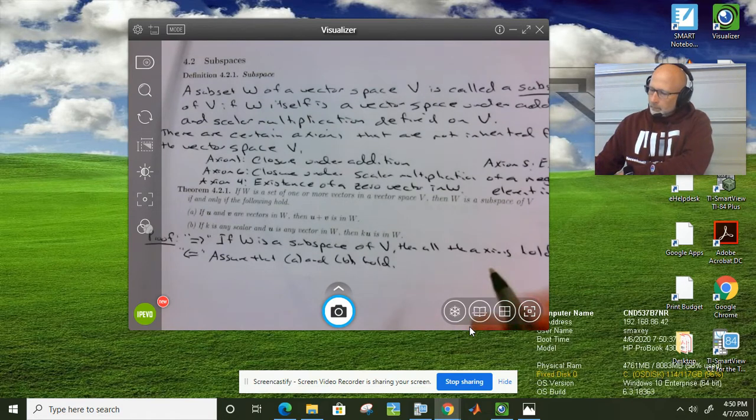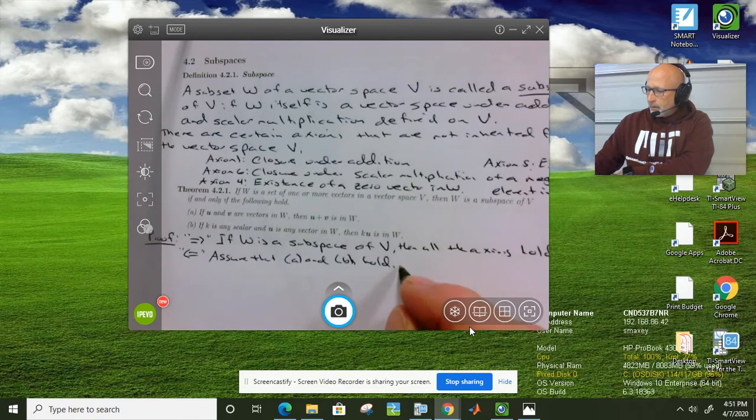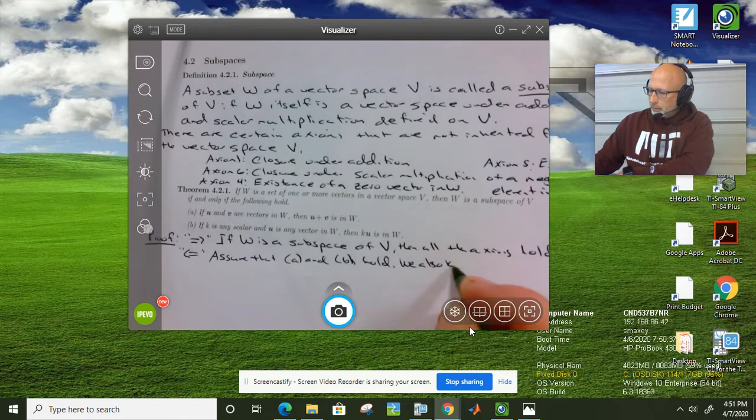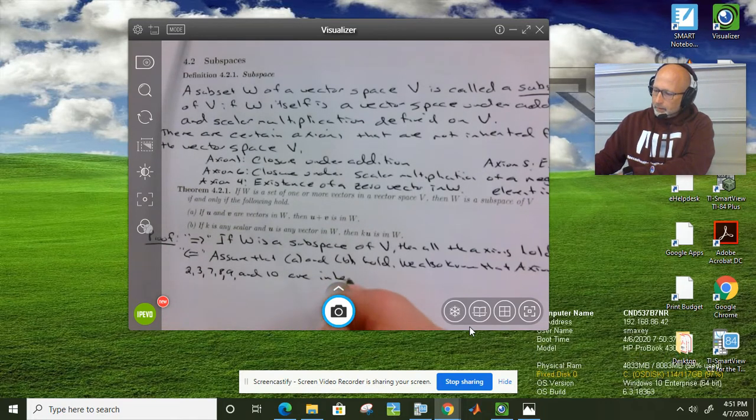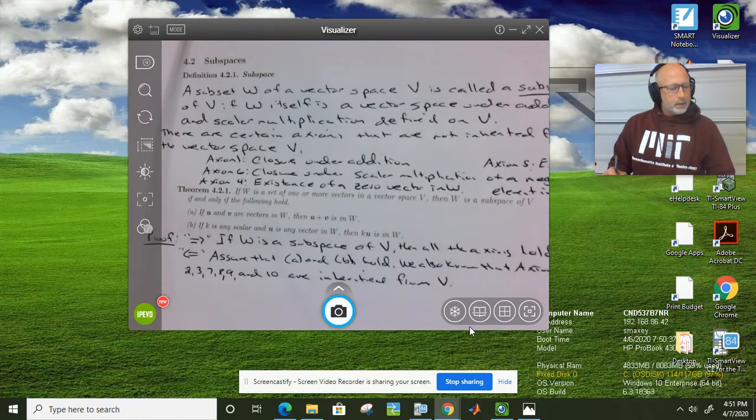Okay, so these are axioms 1 and 6. And we also know that all the rest of, well, not all the rest of them, but 2, 3, 7, 8, 9, and 10 are inherited from V. Okay, those are like the associative, the commutative, and so on. So all we need to do is show that axioms 4 and 5 work in order for it to actually be a vector space.